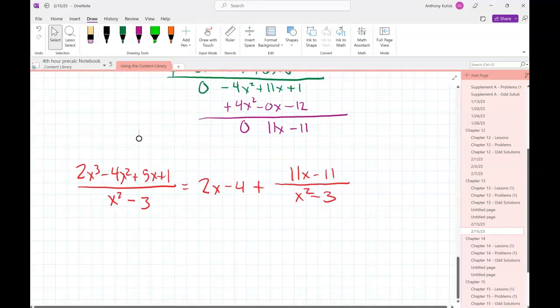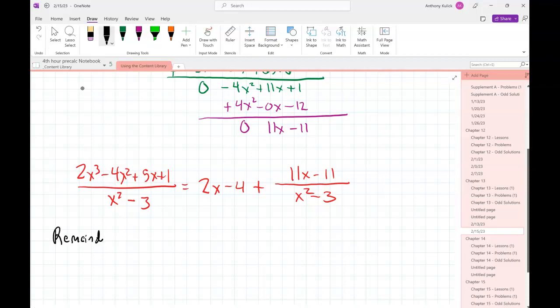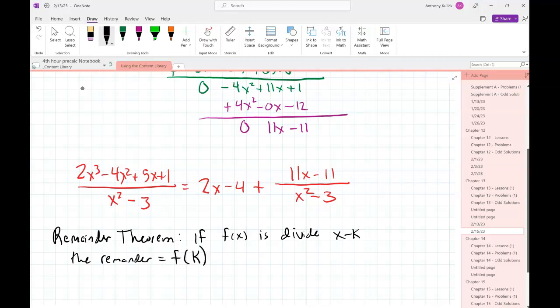So, one of the important pieces that follows as a consequence from polynomial division is the remainder theorem. It states that if you have some polynomial f of x and we divide by some monic polynomial x minus k, the remainder is the same thing as f of k.